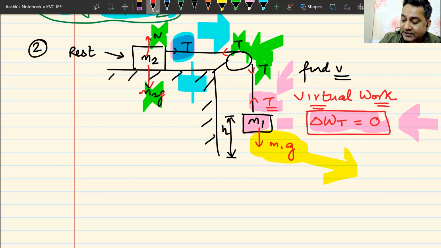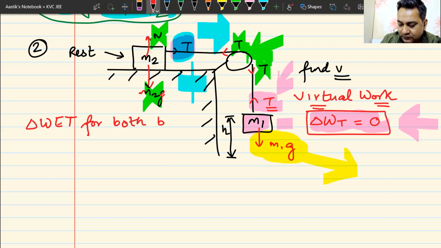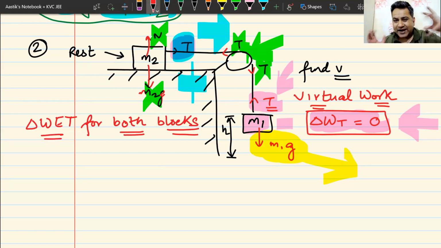So I am going to apply the work energy theorem for both blocks together. Up till now, I was applying the work energy theorem for only one block. Now I have to apply it for the combined system, because if I don't take both the blocks, tension will give me a problem. If I only take block 1, T on block 1 will do work. If I only take block 2, T on block 2 will do work. But if I take M1 and M2 together, the work done by both will get cancelled out.